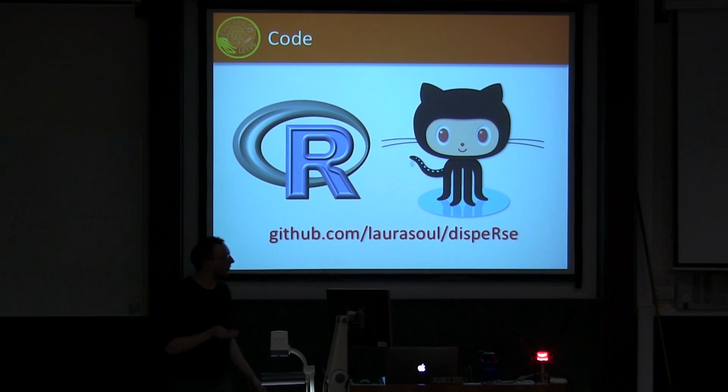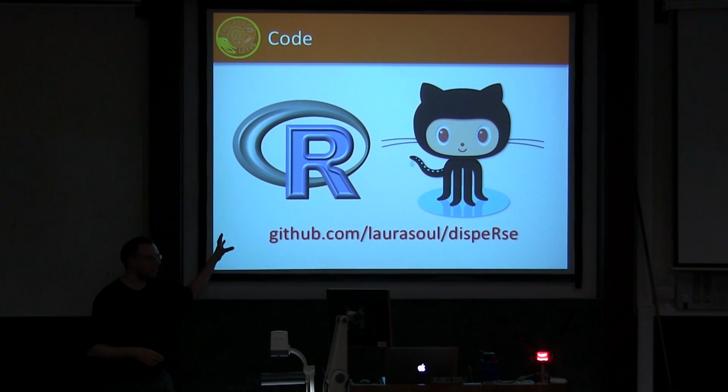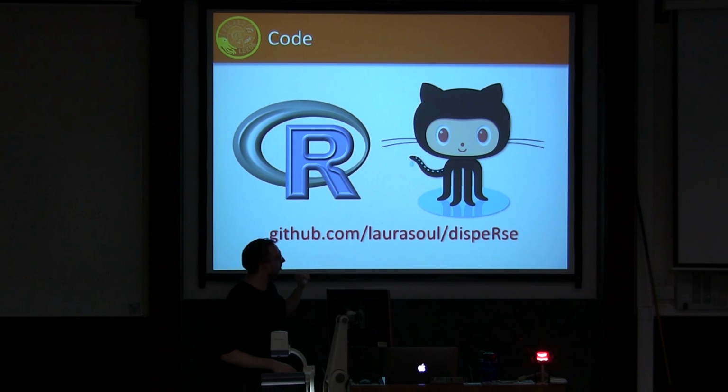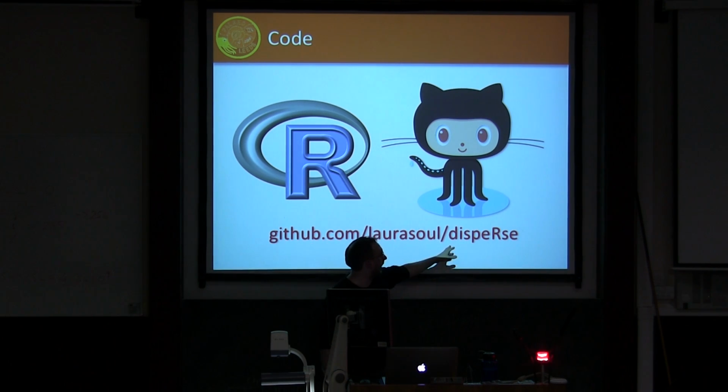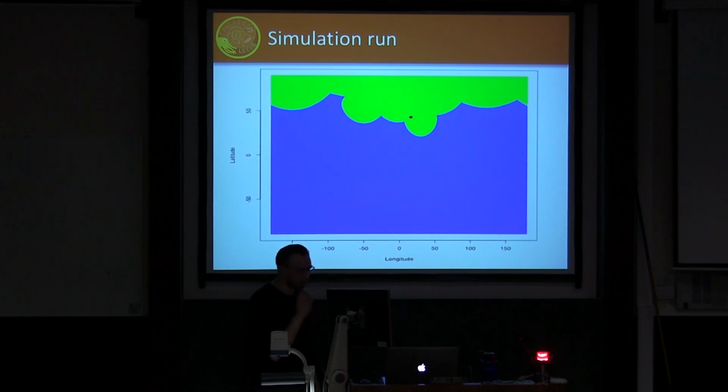So we spent 4 weeks writing the code for this. It's on GitHub if you're really interested. And we gave the package the hilarious name of disperse with a capital R because it's all in R code.